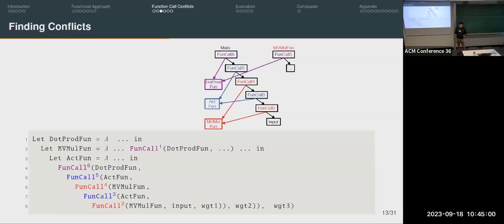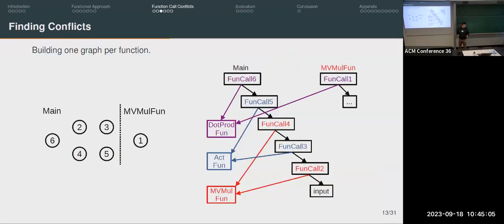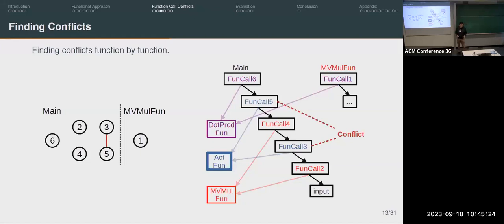So with these subtrees, how should we find out the conflicts? Here we will show you the steps. First we build a graph for each one. You can see MV mul has only one node because we only have one function call. But the main scope has 5 nodes because there are 5 calls. Here we'll go through function by function. First, let's start with the activation function. You can see the activation function is called by function call 5 and function call 3.